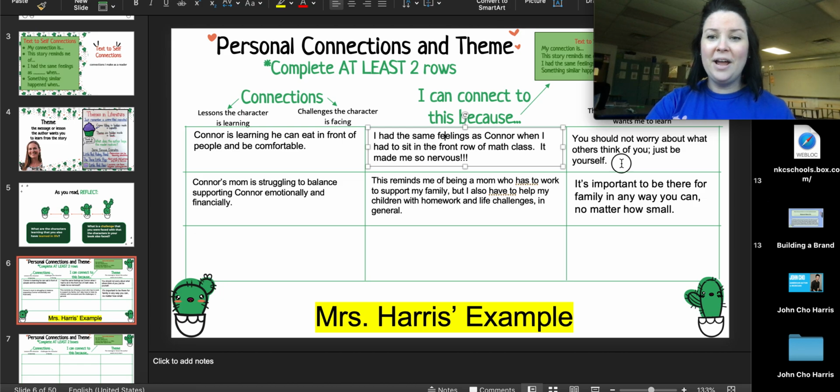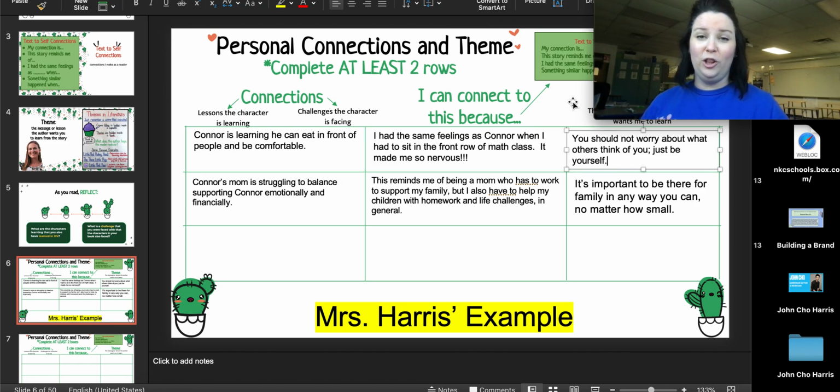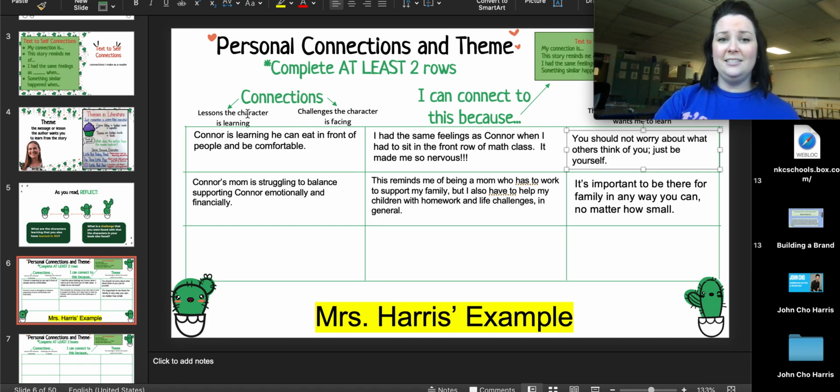Thinking about the theme, what do I think that Dusty Bowling, the author, wants me to learn from this? You should not worry about what others think of you. Just be yourself. So we're taking the lessons, the challenges, our connections, and then thinking about, well, what is the theme? What is Dusty Bowling wanting us to learn?